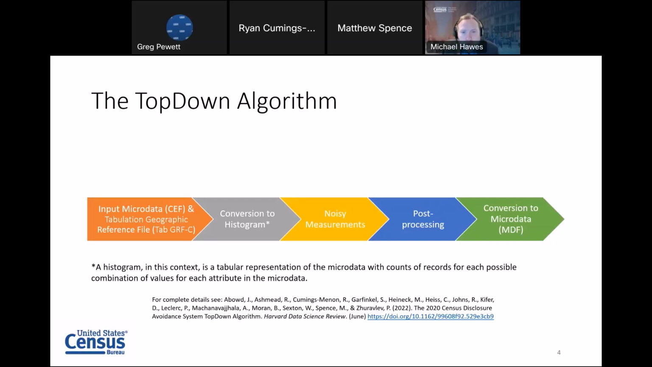The top-down algorithm works, at a high level, with a five-step approach. It starts by inputting the confidential microdata, the census edited file. It converts these individual-level microdata records into a functionally equivalent histogram, which is a tabular representation of those microdata with counts of each possible combination of attributes or values that can occur. So it's the functional equivalent of microdata, but in a form that the algorithm can more easily work with.